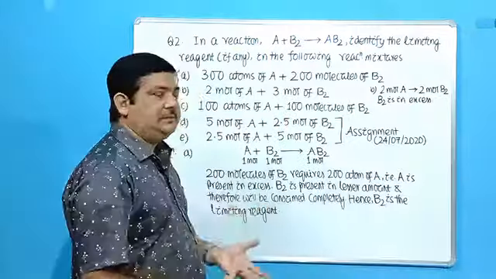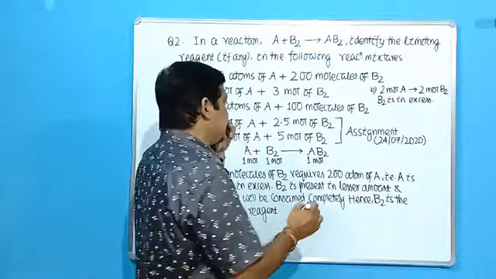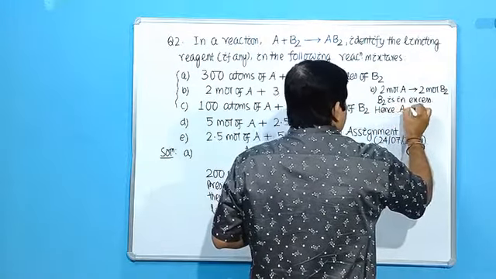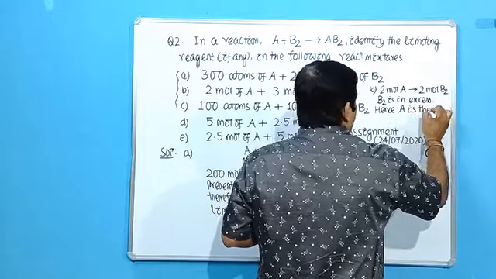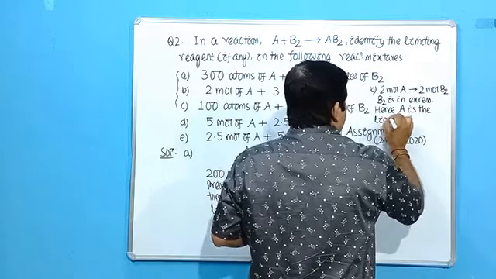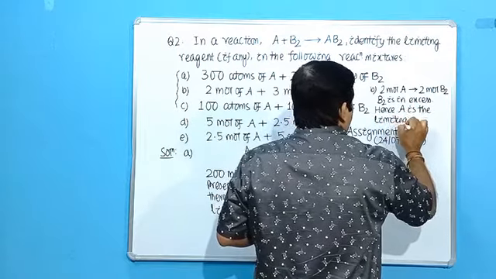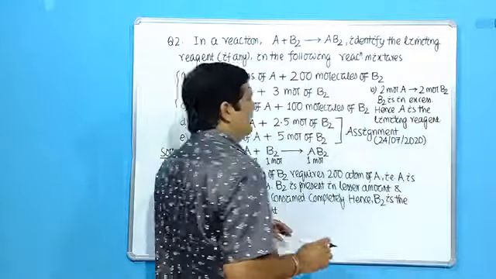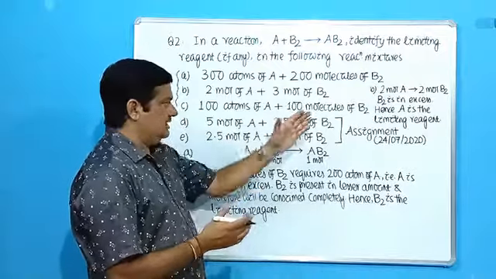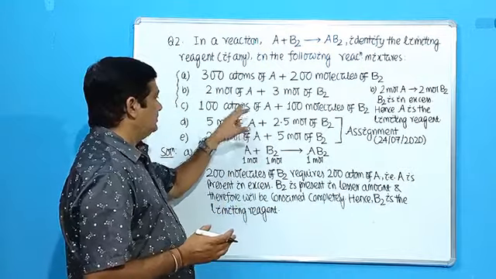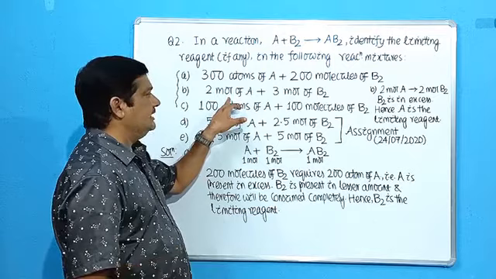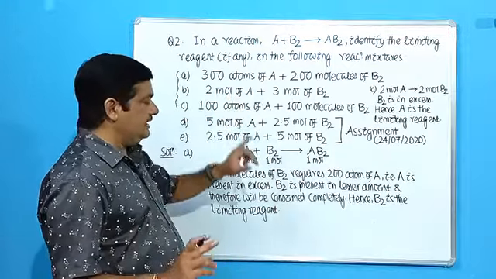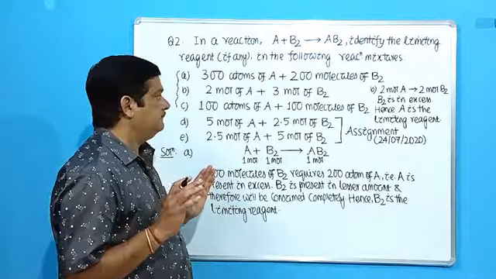So what is present in lesser amount? A. Hence A is the limiting reagent, because you can add one more because there is no space, I could not add it. So A is present in lesser quantity and therefore will be consumed completely and is the limiting reagent.